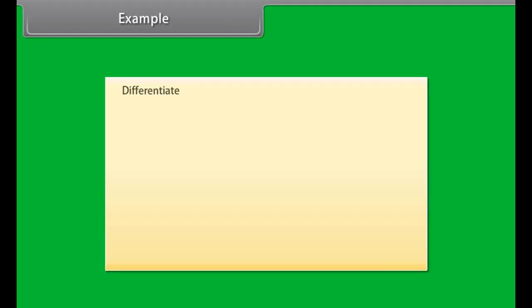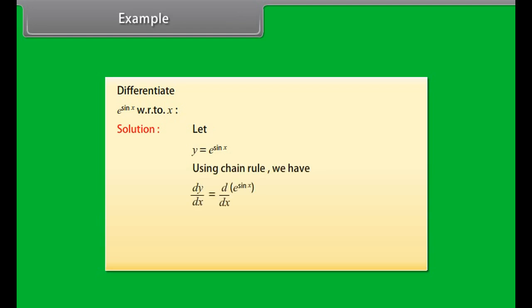Example. Differentiate e raised to the power sin x with respect to x. Solution. Let y is equal to e raised to the power sin x. Using chain rule, we have dy by dx is equal to d by dx of e raised to the power sin x is equal to e raised to the power sin x into d by dx of sin x is equal to e raised to the power sin x into cos x.